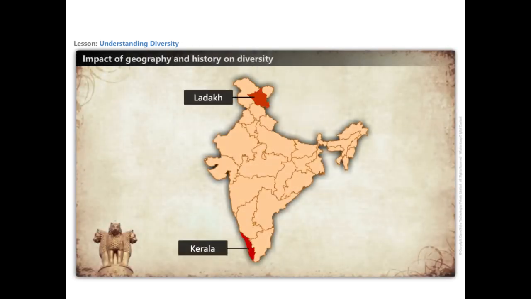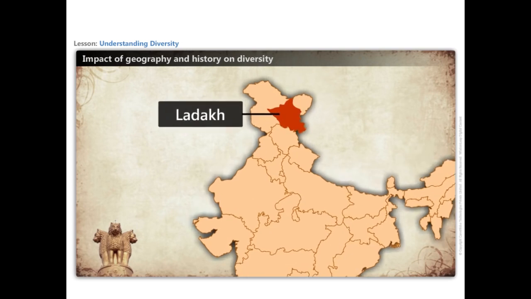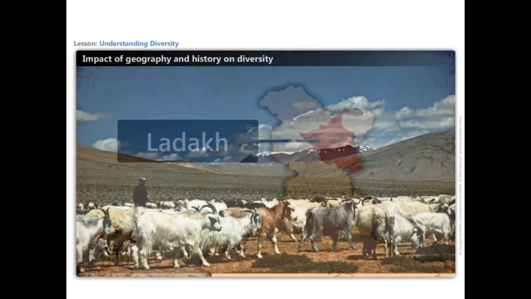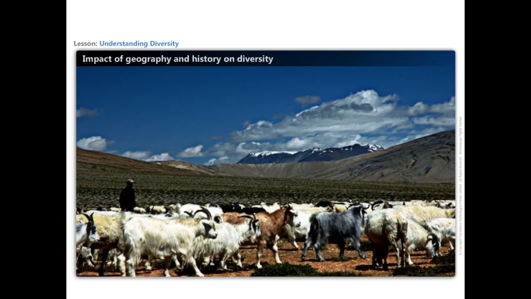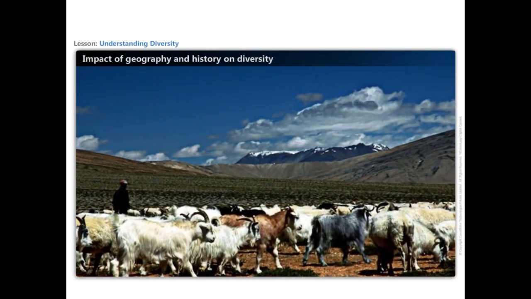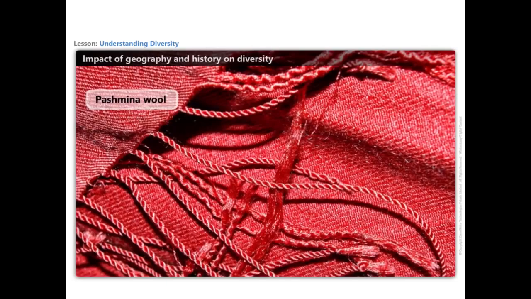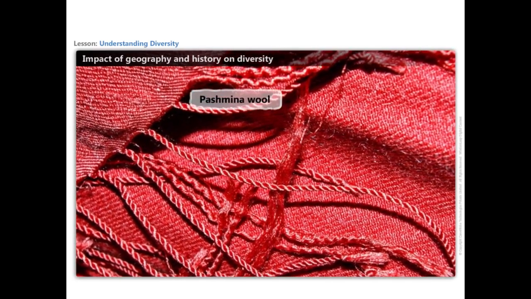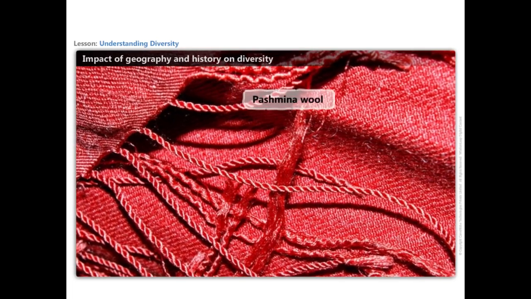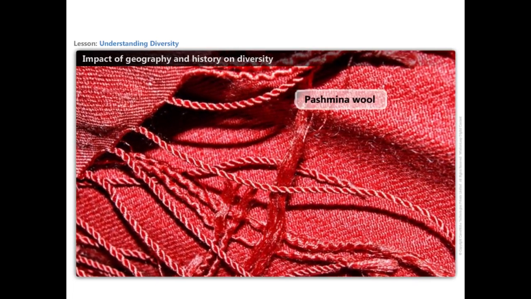Let us take the example of Ladakh and Kerala to understand the analogy with this example. Ladakh is a desert area in Jammu and Kashmir with very little vegetation. People here rear sheep, which gives a very special kind of wool called Pashmina wool. This is very prized wool and the shawls made from this wool are called Pashmina shawls and are very expensive and in demand across the world.